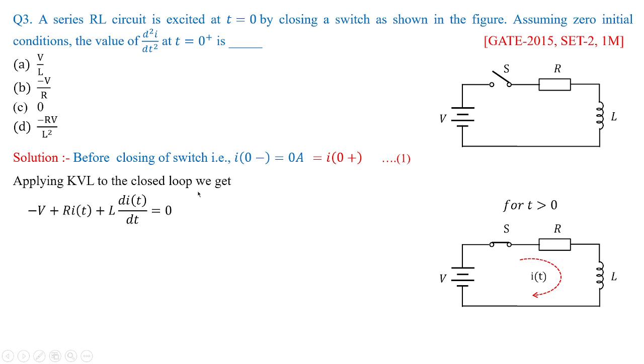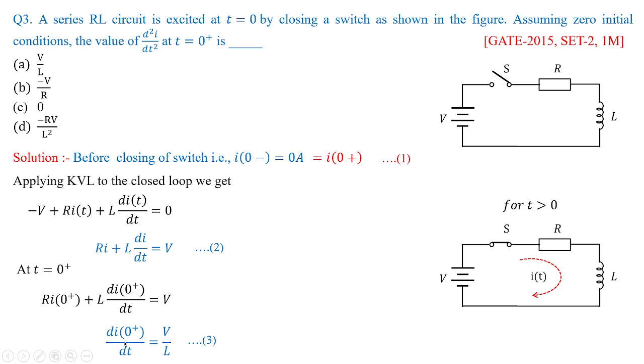Now applying KVL to this closed loop, we get minus V plus R of I of t plus L di by dt is equal to 0. With this, Ri plus L di by dt is equal to V. I'm treating this as equation 2. At t equal to 0 plus, let me find the value of di of 0 plus by dt. We know that the I of 0 plus value is 0 ampere. So R multiplied with 0 will go to 0, and only L di by dt will remain. So di of 0 plus by dt equals V by L. Let us treat this as equation 3.